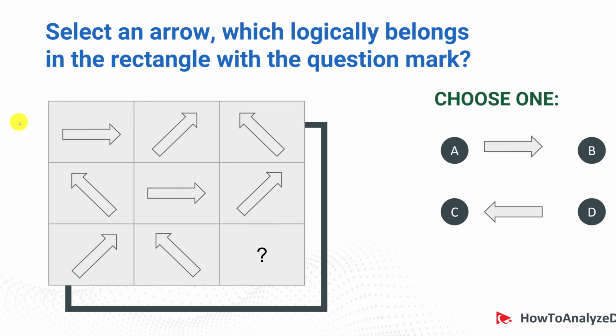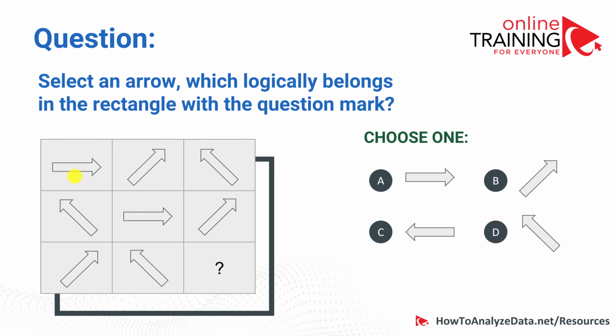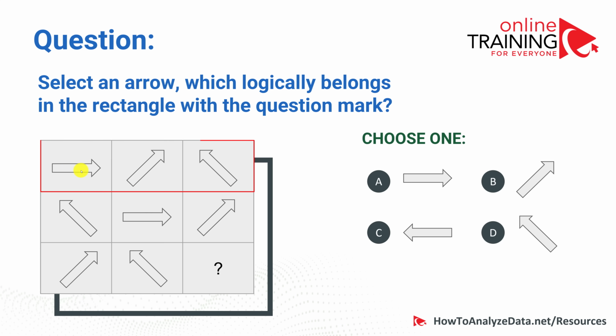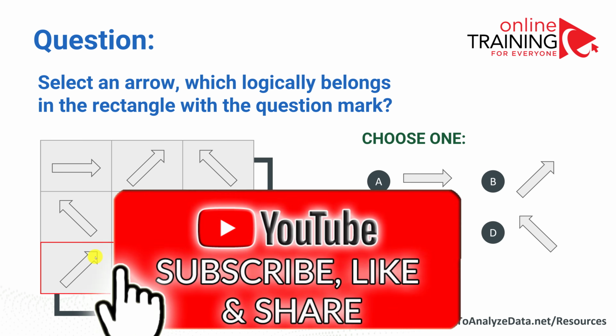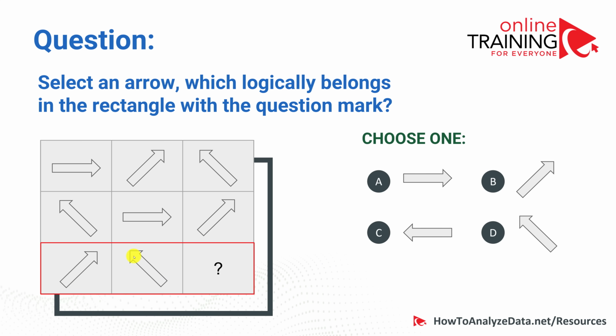The key here is to identify the pattern. Each row and each column contains unique arrows. In the first row, we have arrow pointing to the right, upper right, and then to the upper left. Then upper left, right, and upper right. So here we have upper right, and then we have arrow pointing to the upper left, and what's missing is the arrow pointing to the right.